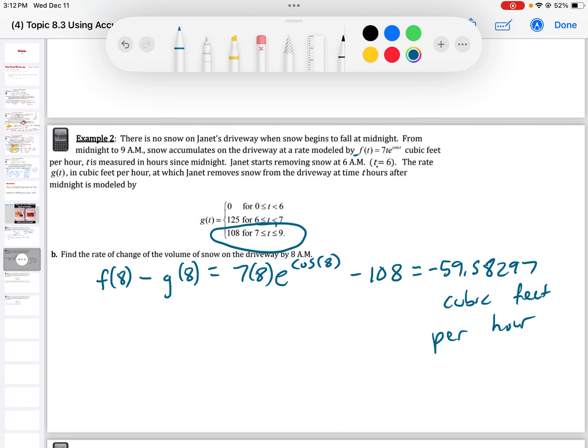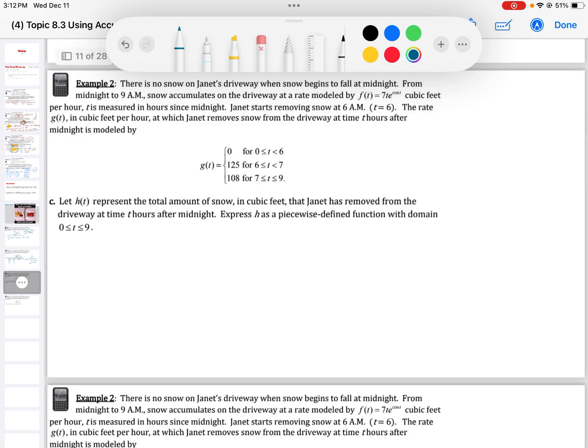So the rate of change is negative. That means the amount of snow is decreasing on the driveway at that instant. Because at this instant, 8 a.m., the snow is coming down at that rate. It's being removed at that rate, and the only way to get a negative is if it's being removed faster than it's coming down or accumulating. All right. Hopefully this is making a little bit of sense.